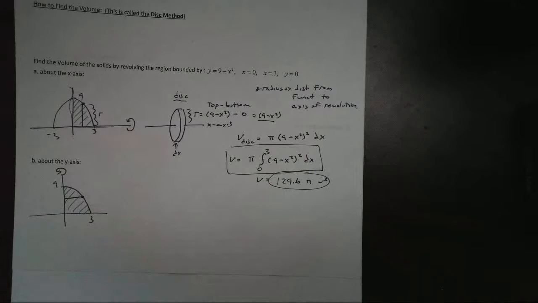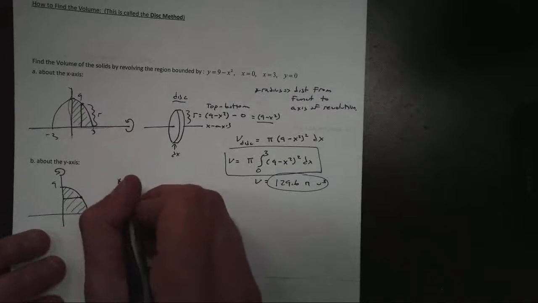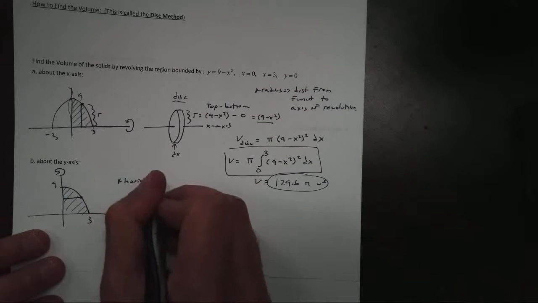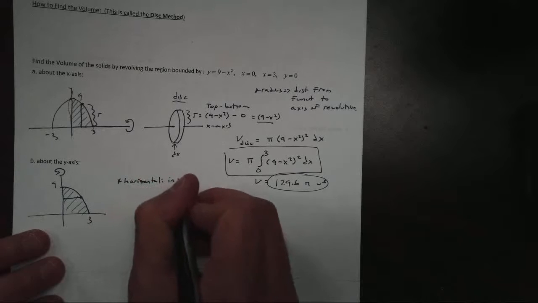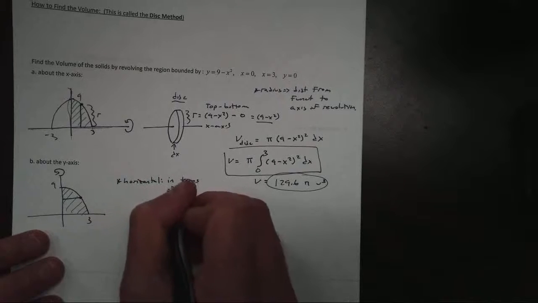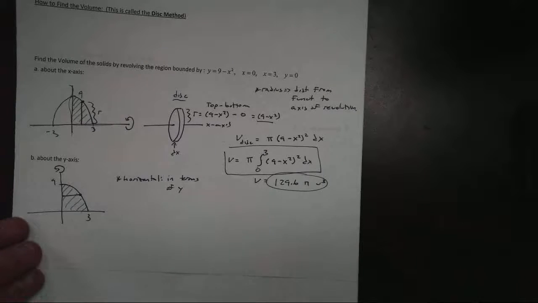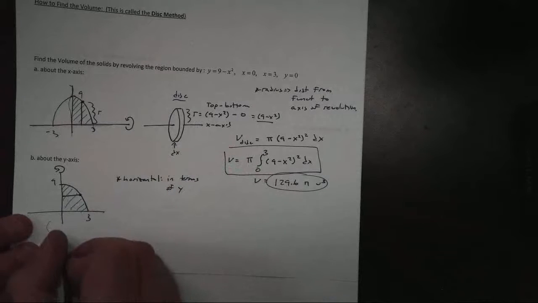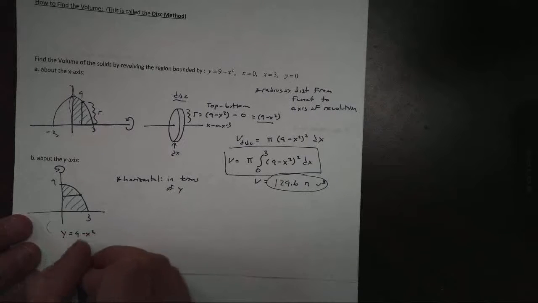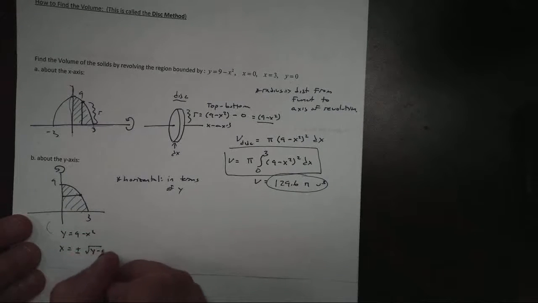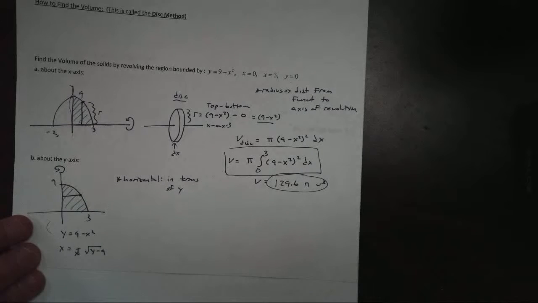our rectangle now is horizontal. Now, hopefully you remember, if it's horizontal, we have to be in terms of y. So I'm going to go ahead and solve for x. So I've got y equals 9 minus x squared. x equals plus or minus the square root of y minus 9. I only want the positive one because I'm in the first quadrant. So there's our equation that we're going to be using in this case.